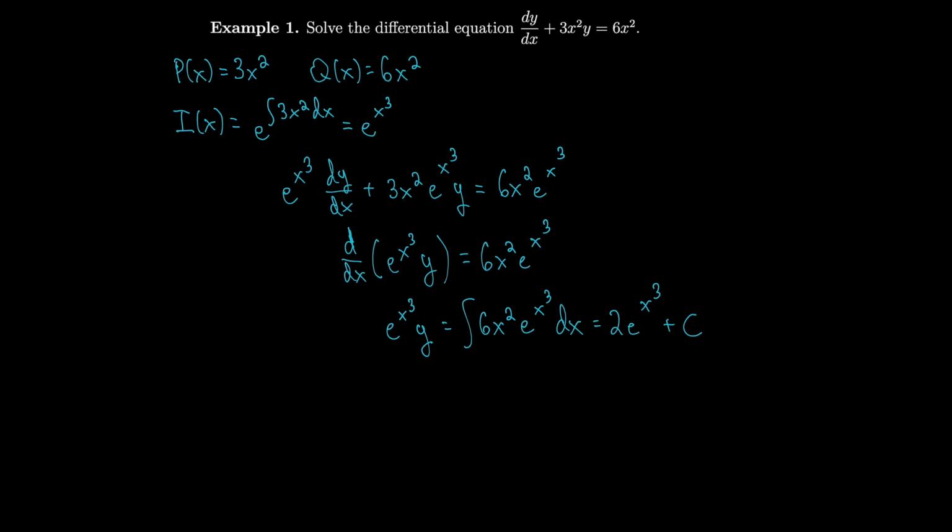So that means that if we divide both sides by e to the x cubed, we get y by itself, and we've solved our differential equation. So we get y equal to 2 plus c times e to the minus x cubed. That's the same thing as c over e to the x cubed, because when we divide by e to the x cubed, we cancel out this guy, and we just have to divide this guy.